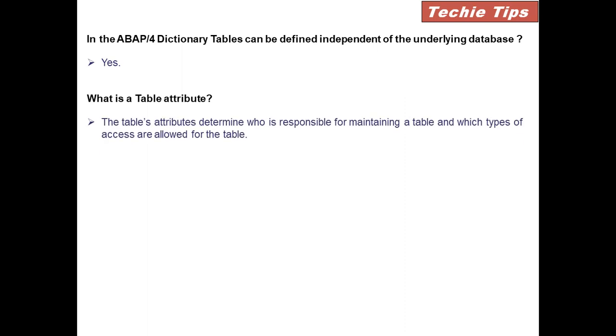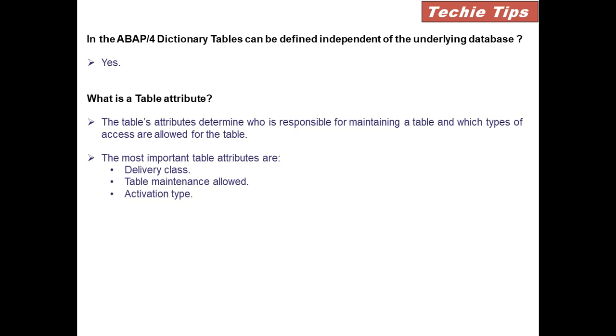Okay guys, let's move on to the ABAP dictionary tables. In the ABAP dictionary, tables can be defined independent of the underlying database. Yes, we can define it as an independent table. What is a table attribute? The table attributes define who is responsible for maintaining a table and which type of access is allowed for the table. The most important table attributes are the delivery class, whether the table maintenance is allowed or not, and activation type, which type of activation we are going to perform.